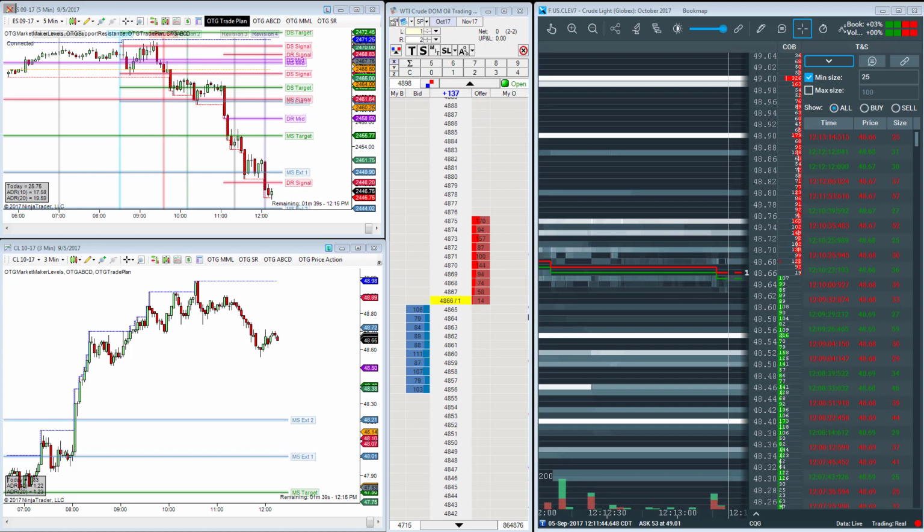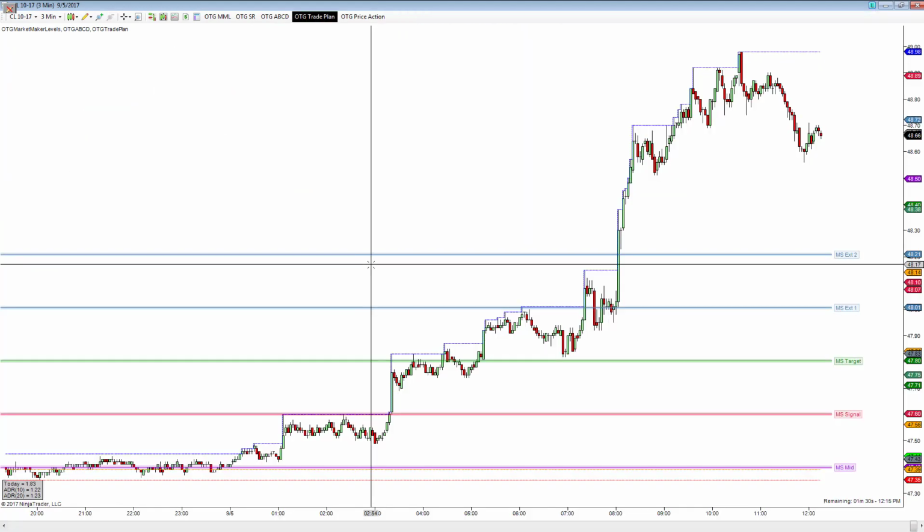And today was a particularly nice day for us here at the Oil Trading Group. We had one trade and done. We were 132 ticks, and it was really a fairly simple equation here today. We got in off of our market maker levels. I'm going to talk to you about those here in just a moment, and we'll spend a little bit of time dissecting the one opportunity that we got into here today.